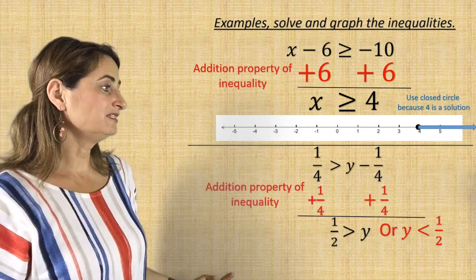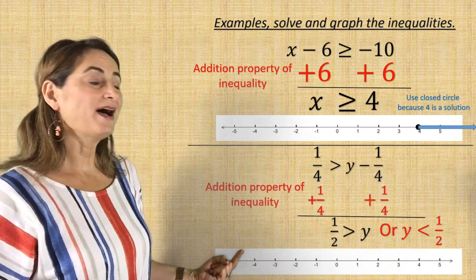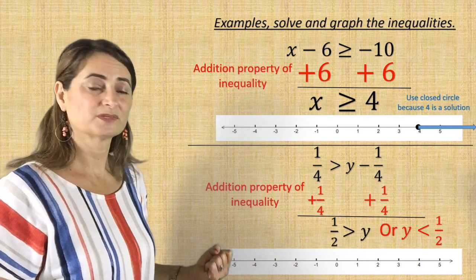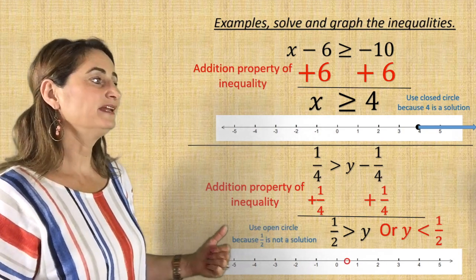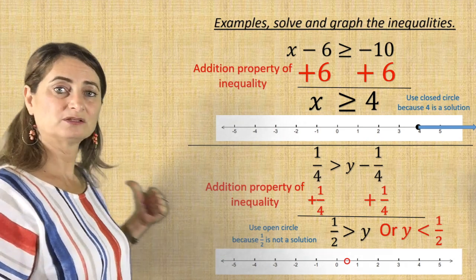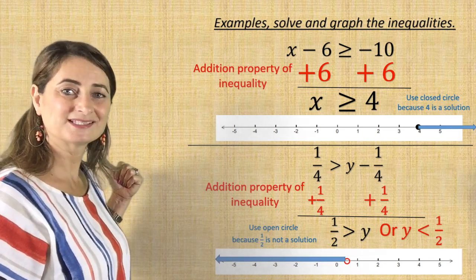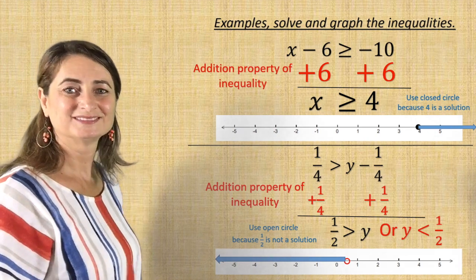Now to graph this, there isn't an equal sign, so half is not a solution. So I use an open circle because half is not a solution, and then I need y less than half, so I'll go to the left, because those are all the numbers less than half.